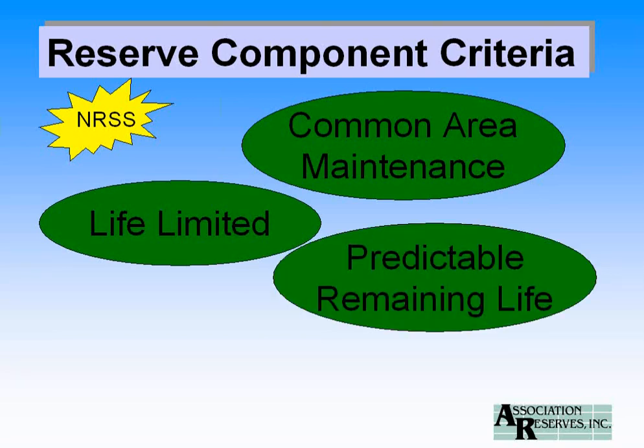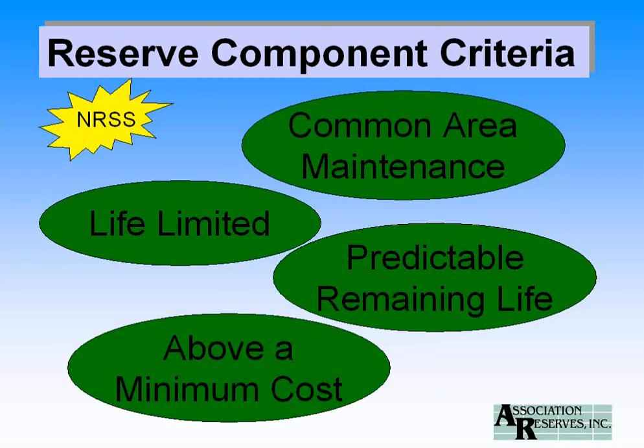The third is that the remaining useful life needs to be predictable. If decay can't be predicted, then you can't put a number on it, and it becomes, by definition, a surprise. Because if you could put a number on it, you'd budget for it. But if you can't put a number on it, then it is something that you can't plan for through the reserve budget. And the fourth test is that it needs to be above a minimum cost of significance, typically something that otherwise you'd handle through the ongoing operational budget.